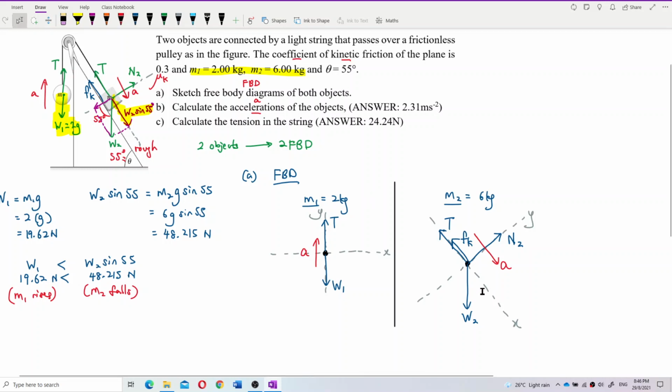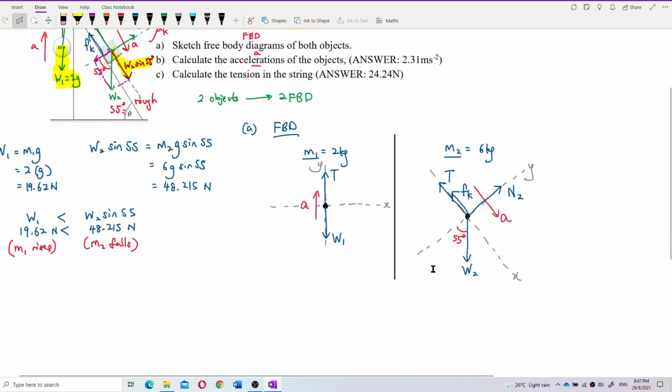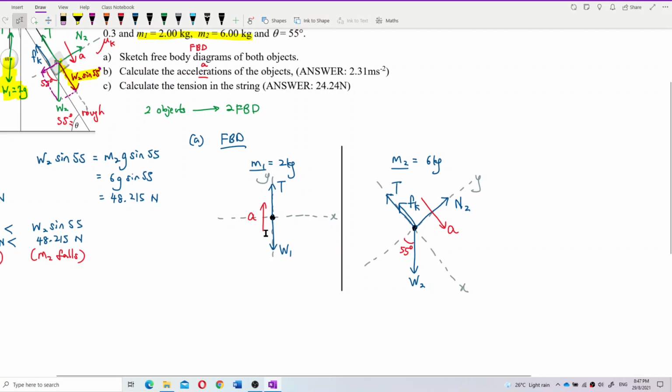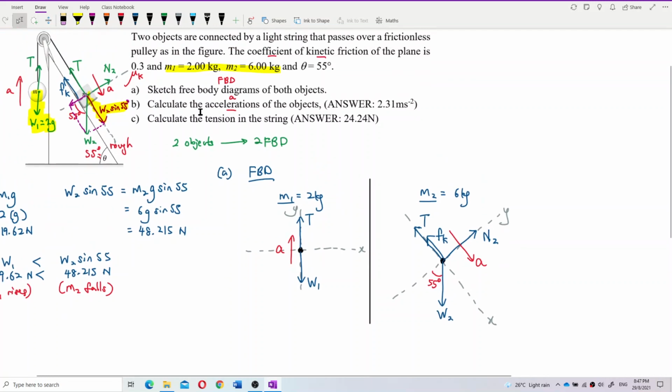Now don't forget, you need to write the angles also. This is the 55 degree angle. That's the complete free body diagram for mass 1 and mass 2. I think that's correct: normal force, friction, tension, and the weight. Now the next step is to find the acceleration of the objects.